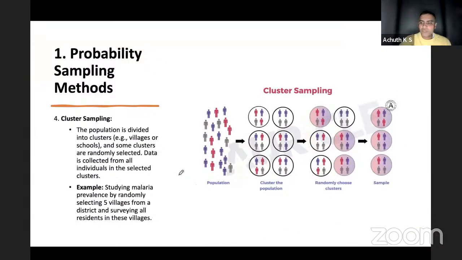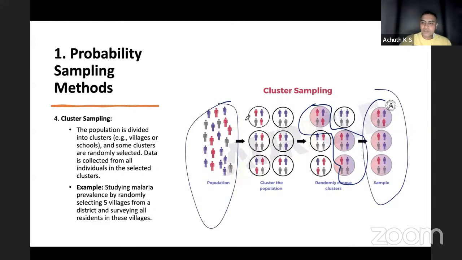Cluster sampling. What does cluster sampling mean? The population is divided into groups first. Okay. It is based on the villages, schools, etc. Then out of the clusters, you randomly choose those clusters. Okay. These are the randomly chosen clusters. Once they are randomly chosen, they become the sample. You have a group of people, you divide them into clusters based on the common criteria of people or the subjects. Then you take a sample of clusters, not the subjects, the whole group.